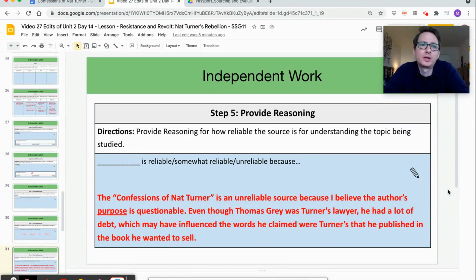I hope this modeling helped, and remember, this tool can be applied to virtually any source that you want to assess the reliability of. Just don't forget the importance of first looking at its sourcing as well as its historical context.